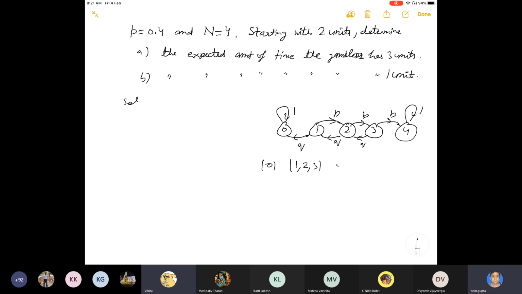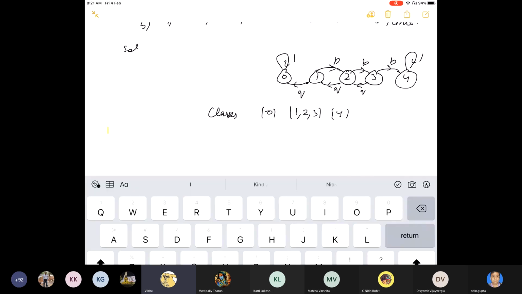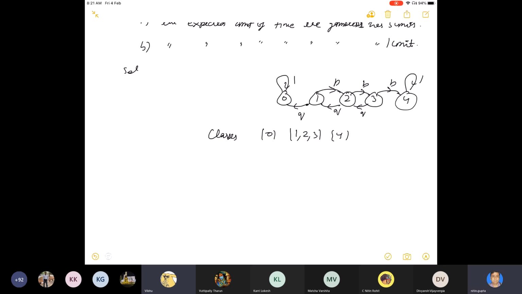0 is in a separate class, 4 is in a separate class. So these are the equivalent classes. Now 1, 2, and 3: your transient state is visited a finite number of times, and a recurrent class is visited infinitely often. So if we are in state 1, we can be in states 1, 2, 3 a finite number of times. In the end, it will either go to 0 or 4. So 1 is basically transient.